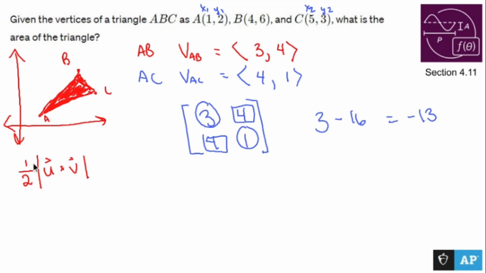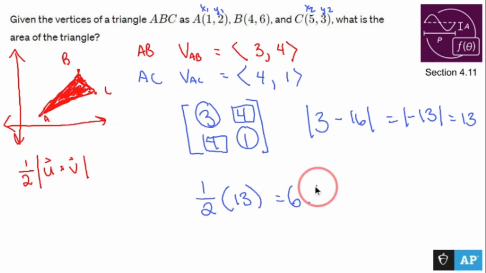Now in order to do cross products, I have to take the absolute value of that, which is the absolute value of negative 13, which is positive 13. All right, so to complete this, and by the way, what I just did here was this part, now I have to take 1/2 of that, and 1/2 of 13 is 6.5. So, yeah, there you go. That's the area of a triangle using cross products. Not that much fun.